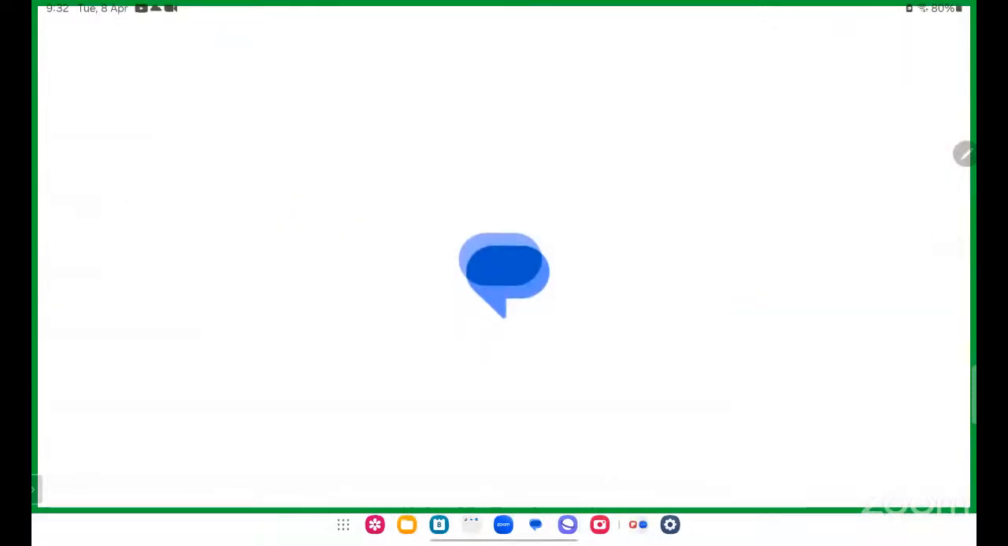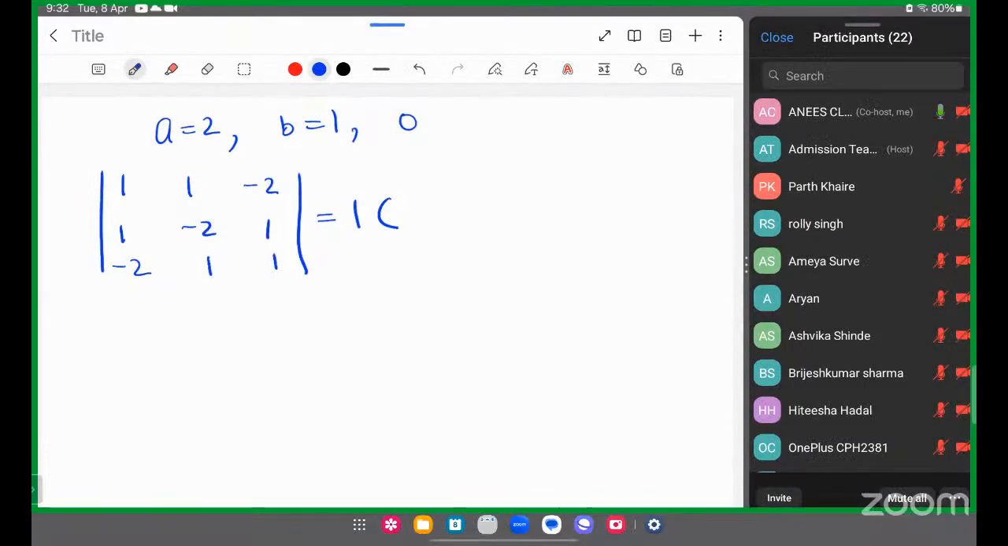We are expanding it according to R1. Right? So if we take R1, this will be 1. This will be deleted. This will be minus 2 and minus 1. Minus 1. This will be deleted. This will be 1 plus 2. And then we will have minus 2. This will give us 1 and minus 4.